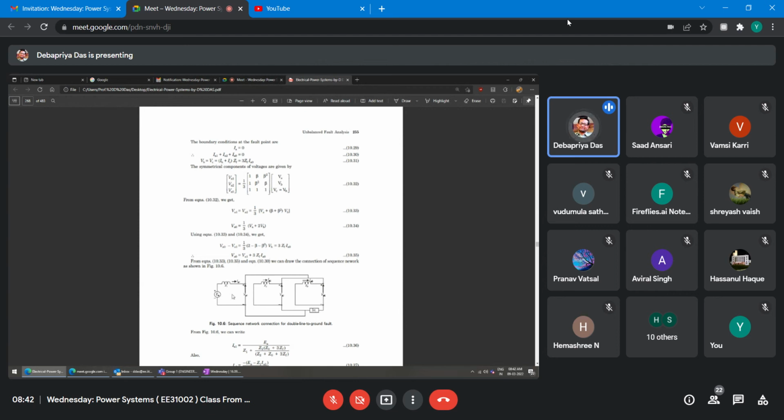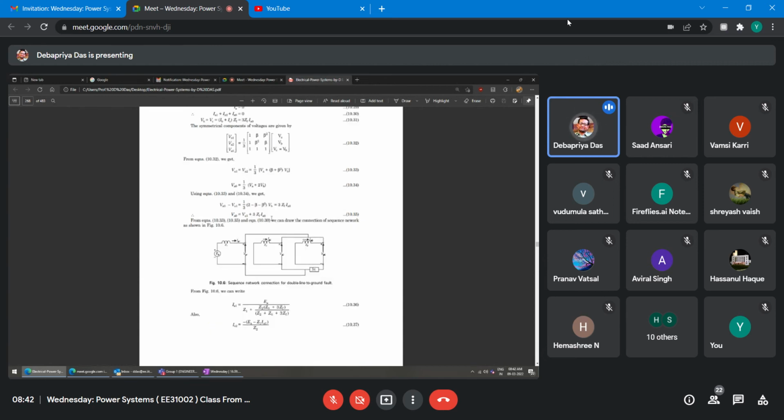So this is the positive sequence diagram, this is the negative sequence diagram, and this is the zero sequence diagram. Now you have to connect these and apply KVL such that this equation 35 holds.